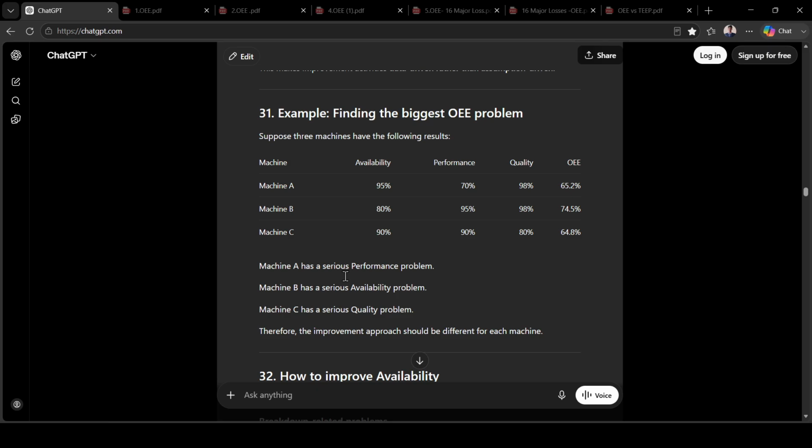So OE equals 70.56 percent. Machine C: 90%, 90%, 80%. So OE equals 64.8%. So machine A has a serious performance problem, machine B has a serious availability problem, machine C has a serious quality problem. Therefore, the improvement approach should be different for each machine.